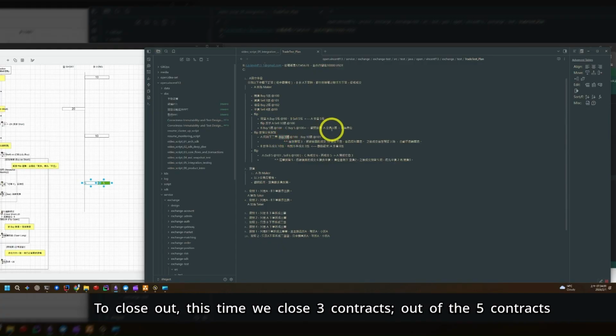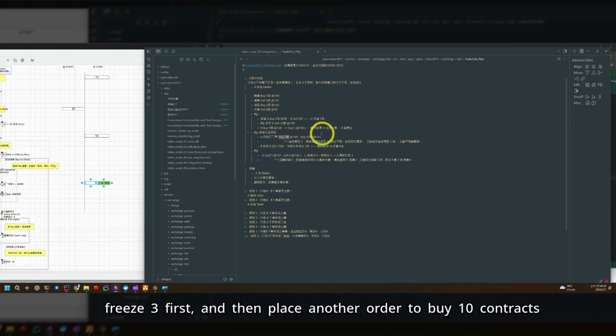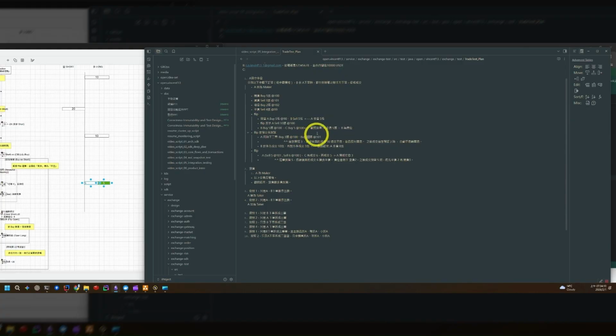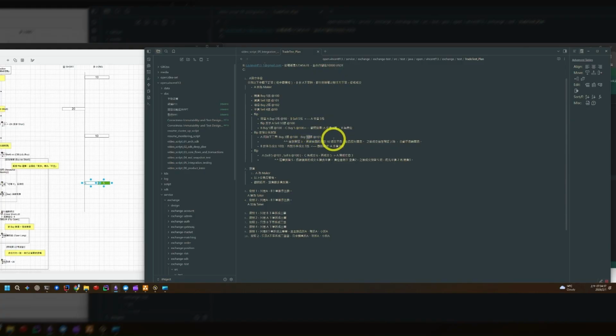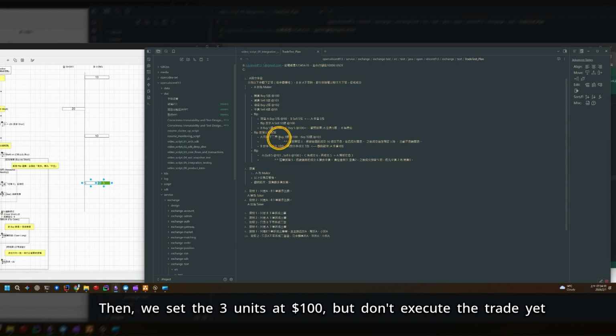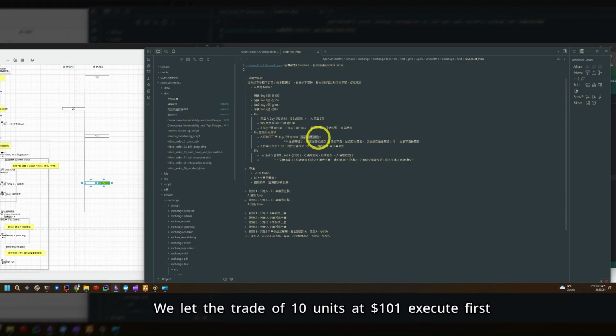Out of the 5 contracts, freeze 3 first, and then place another order to buy 10 contracts, to facilitate closing the position and then opening a reverse position. Then we set the 3 units at $100, but don't execute the trade yet. We let the trade of 10 units at $101 execute first.